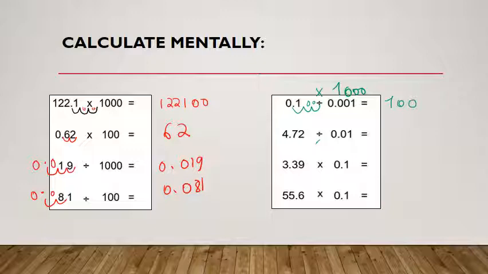The same thing, I'm going to convert the division into times, and instead of 0.01, I will put 100, so it will be 472. And here the same, I'm going to convert the times into division, divided by 10, so I move it backwards, so it's 0.339. Now divide by 10, I move it backwards, so it's 5.56.